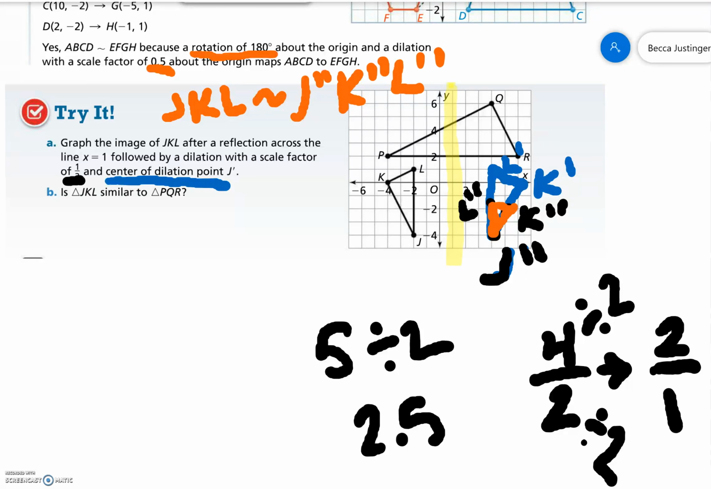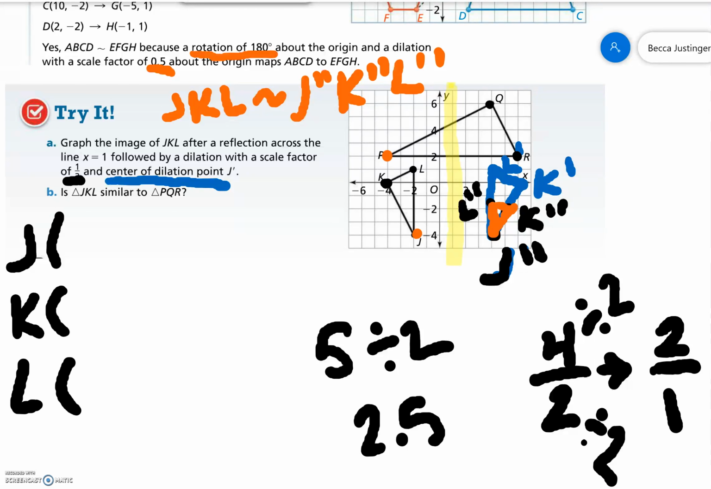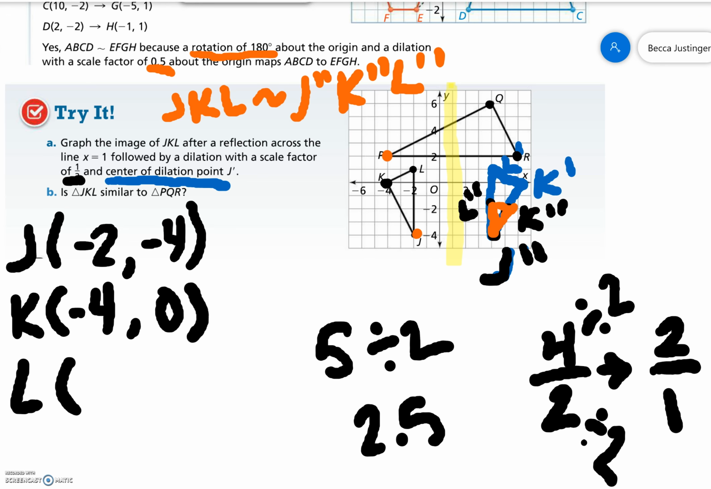Is JKL similar to PQR? What we have to see, we want J to line up onto P, K to line up on Q, and R to line up on L. So let's see if we can look at the coordinates and make sense of them. So J is at the coordinates -2, -4. K is at -4, 0. And L is at -2, 1.